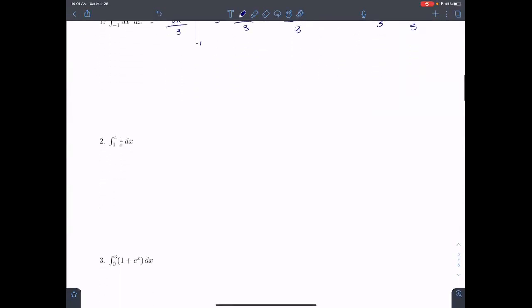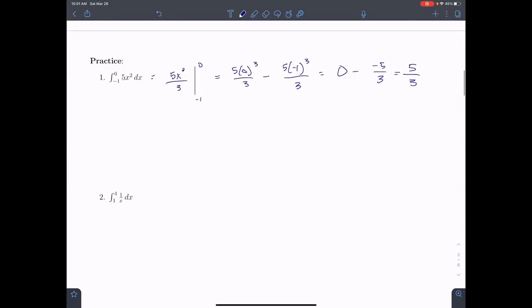Number 2, we have the integral from 1 to 4 of 1 over x dx. So this is going to be equal to the antiderivative, that's the ln of absolute value of x. And we're going to evaluate that bottom to top here, top minus bottom, from 1 to 4. So we're going to do the ln of 4 minus the ln of 1, top minus bottom.